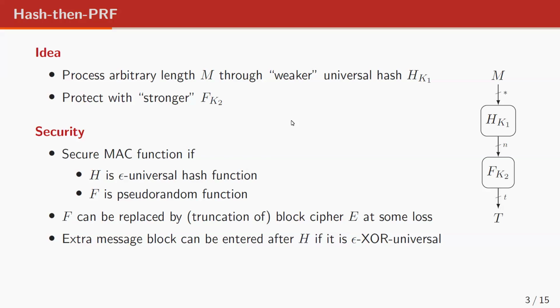And you can even make it more general. You can replace this pseudo-random function by a block cipher or the truncation of a block cipher at some security loss. You can actually add an extra message block here of n bits, as long as the hash function is epsilon-universal. But the bottom line is that the efficient way of making a MAC function is to use a universal hash function to process the big bulk and a stronger cryptographic primitive to protect it.